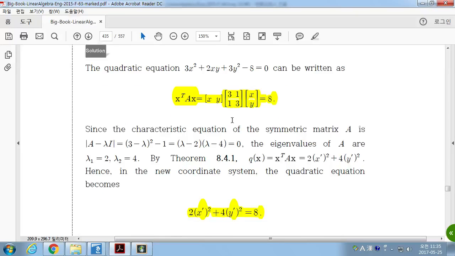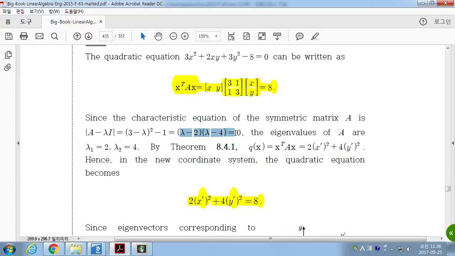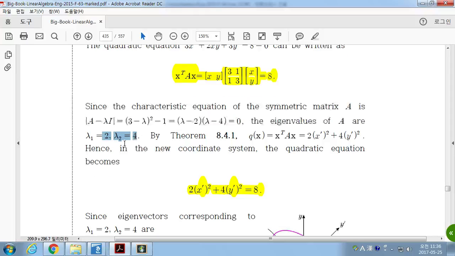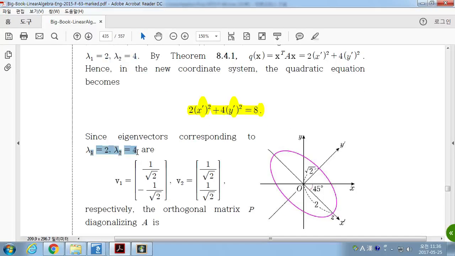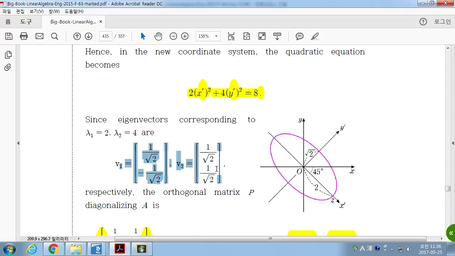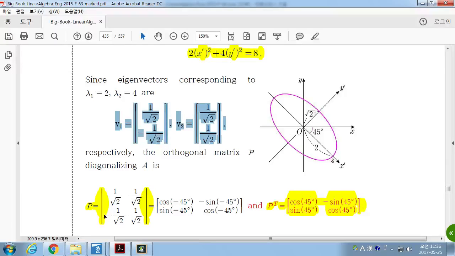This matrix is a symmetric matrix whose eigenvalues are 2 and 4. Okay? And since this is a symmetric matrix with distinct eigenvalues, we already have orthogonal eigenvectors. Then we normalize them, and we have the orthonormal eigenvectors V1 and V2. From here we can form a matrix P whose columns are the orthonormal vectors, which is this. And then P inverse is just P transpose.